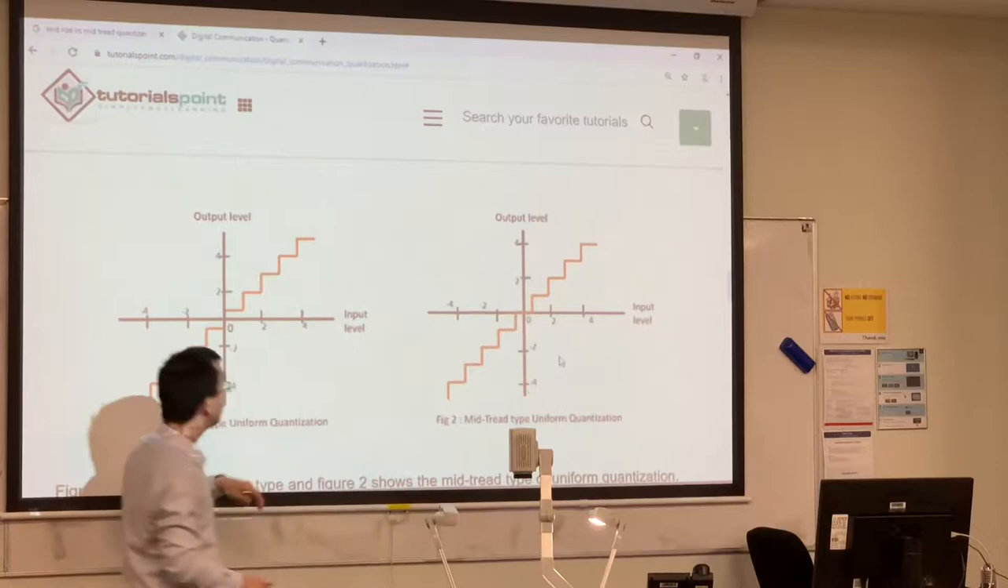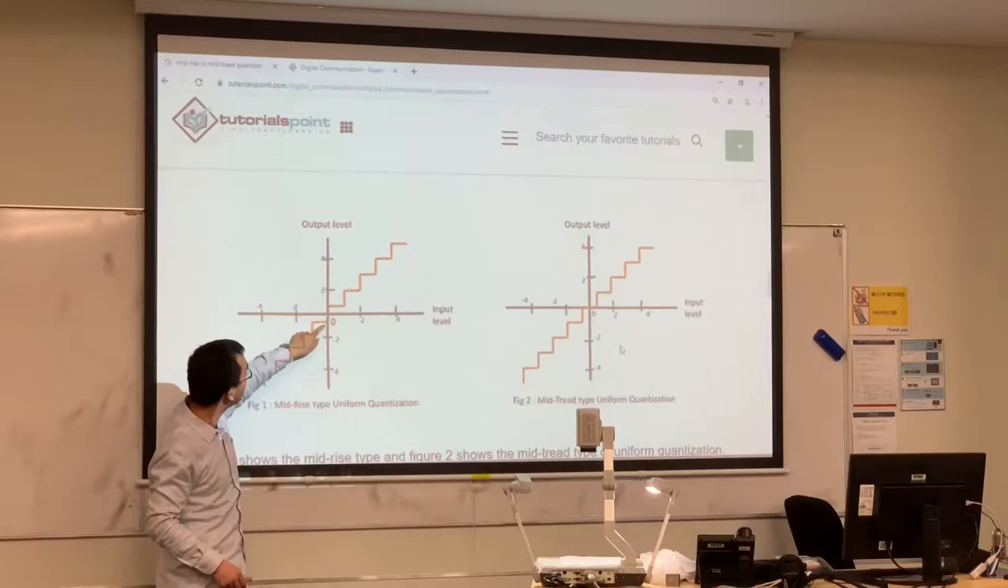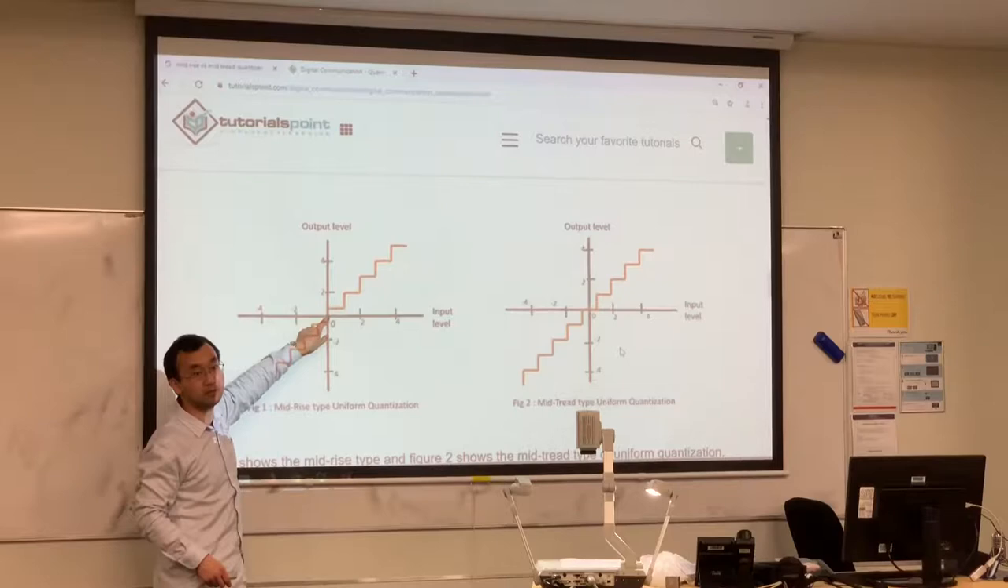It all depends on how you treat the signal in the middle. Here you quantize to either a positive value or a negative value. You can have a 0 volt quantized value. You see, the staircase denotes the quantized value.